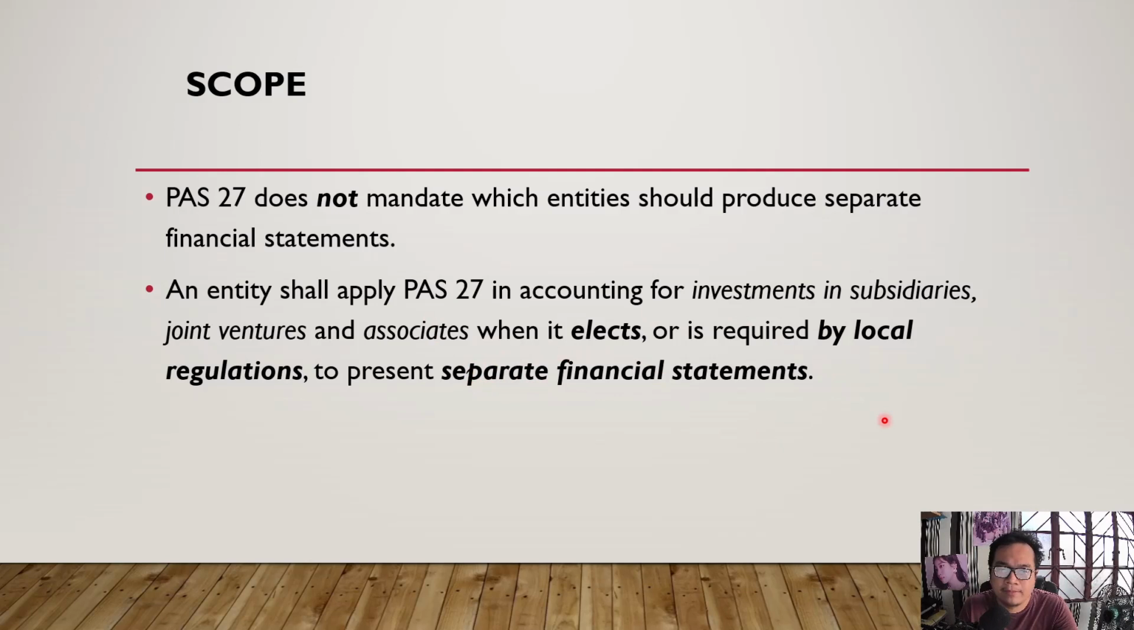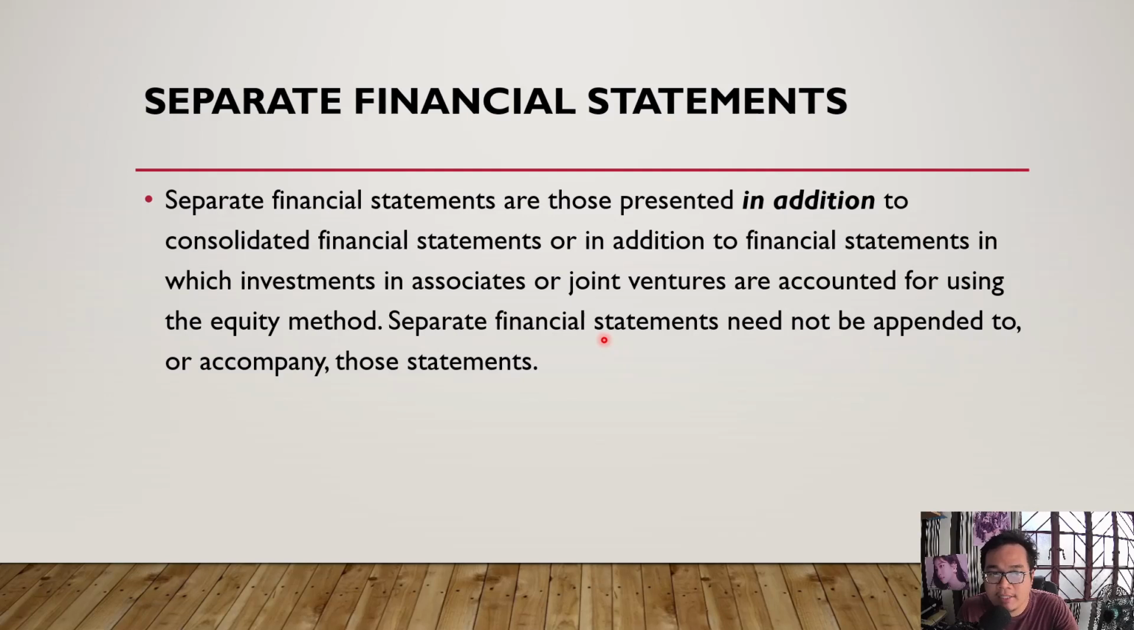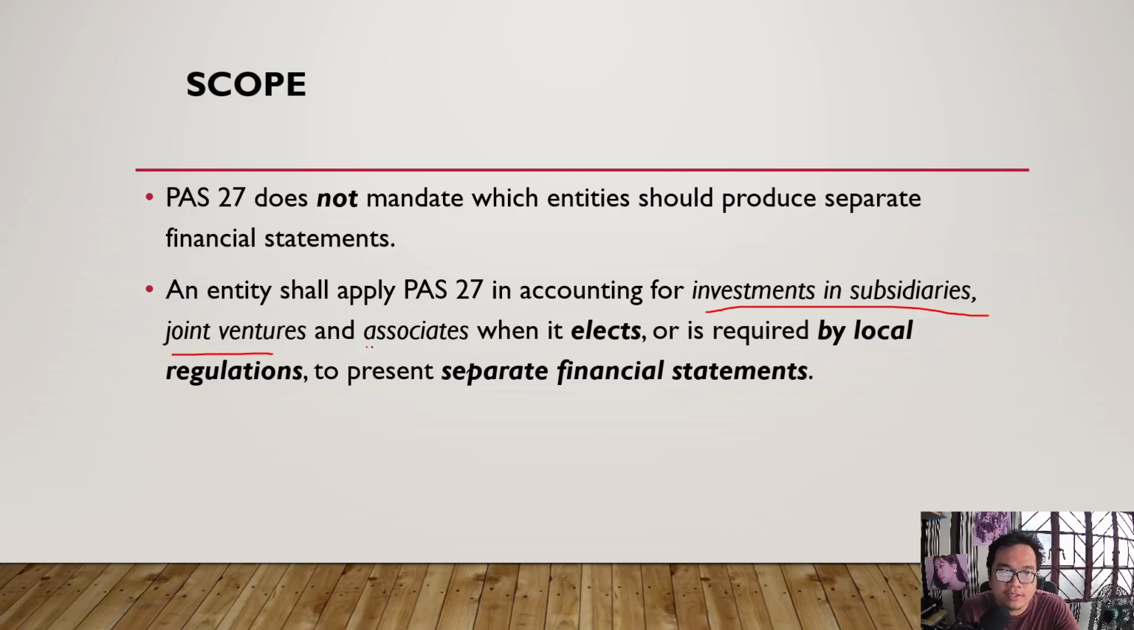Now, sir, what is the importance of PAS 27? Let's read this. Separate financial statements are those presented in addition to consolidated financial statements or in addition to financial statements in which investment in associates or joint ventures are accounted for using the equity method. Separate financial statements need not be appended to or accompany those statements. So, this is the importance of PAS 27. If you look here, investment in subsidiaries, joint ventures, associates, they are like a child. That's the layman's explanation. They are like a child, which was produced because someone bigger, let's say the parents, decides to produce that child.